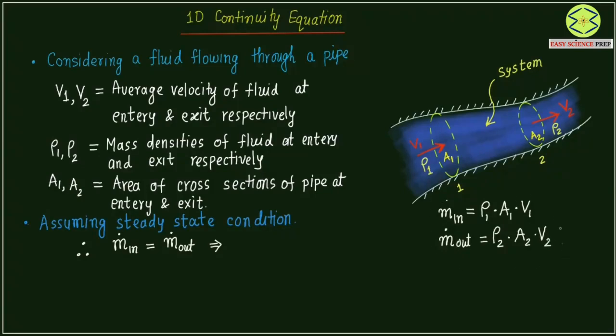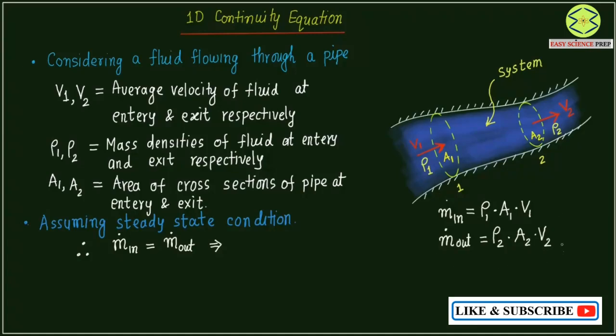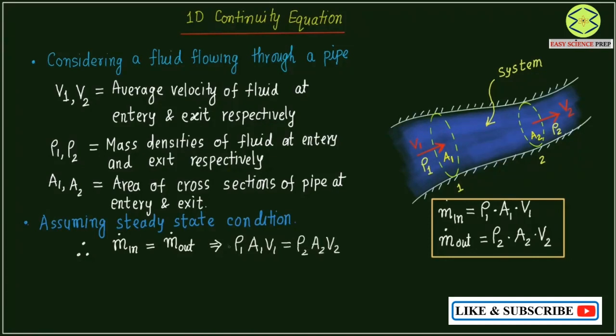This is a very important relation. We have already derived this relation for mass flow rate across a section in our previous video. So kindly go through that video and you will understand how to get mass flow rate, that is m dot equals density into area into velocity. So we get from here ρ1 A1 V1 equals ρ2 A2 V2. It means the product of density, area and velocity at section 1 is the same as the product of density, area and velocity at section 2. That is, the mass flow rate of fluid at section 1 is the same as the mass flow rate of fluid at section 2.